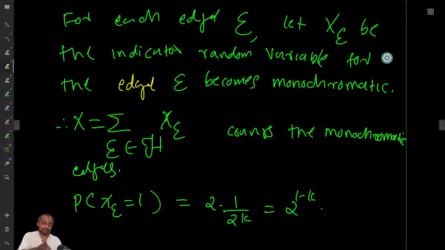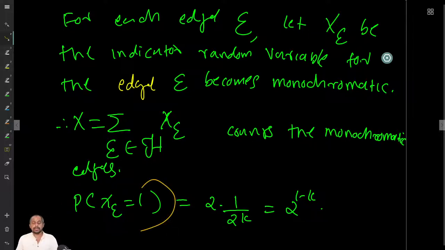If this happens, what is the probability? The probability that the edge becomes monochromatic is the probability that X_E is equal to 1, because X_E is the indicator random variable. It takes the value 1 whenever the edge becomes monochromatic. So the probability of X_E equal to 1 is 2 into 1 over 2 raised to k, because you have k vertices, each of which has probability half to become red. And if one of them is colored red, then to become monochromatic, all the remaining must also be colored red.